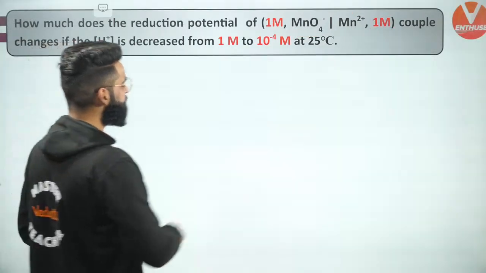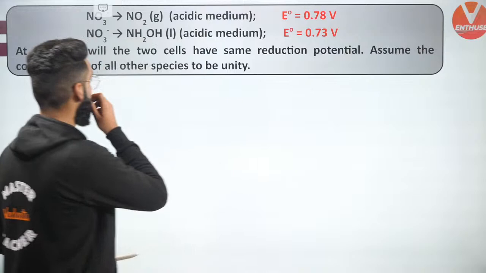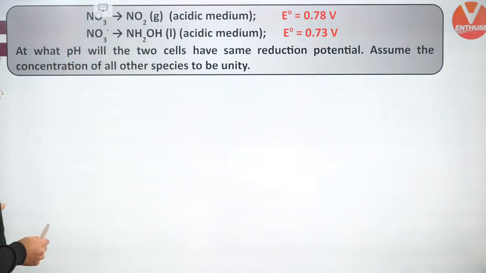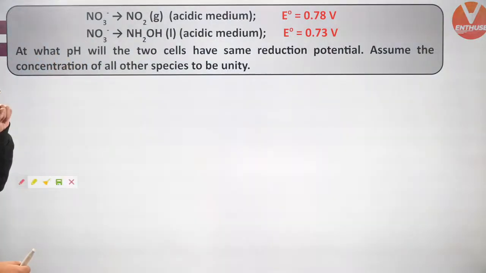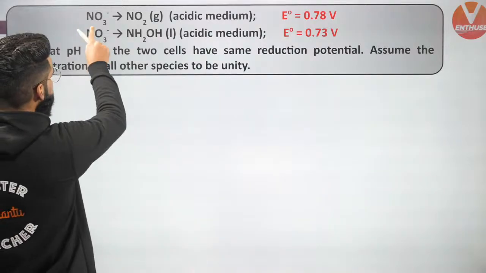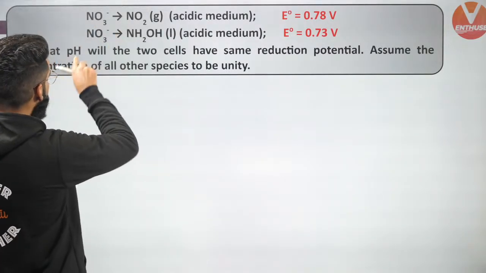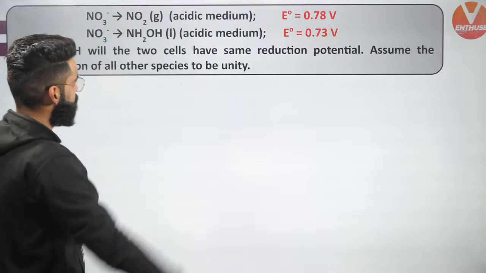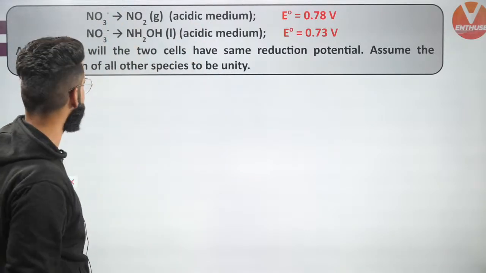All right, let's move on to one more question. Let me see if you can solve this one or not. Okay, this is the question on our screen, guys. Have a look. We are given two reactions. NO3 negative gives NO2 gas. One more is NO3 negative gives NH2OH. And both the reactions are taking place in acidic medium.